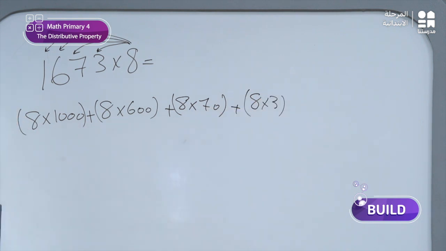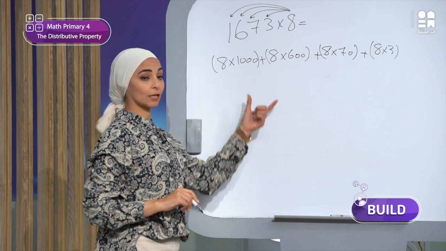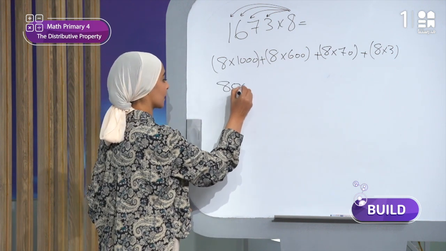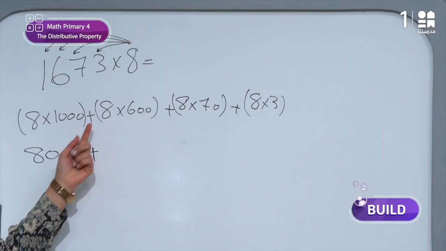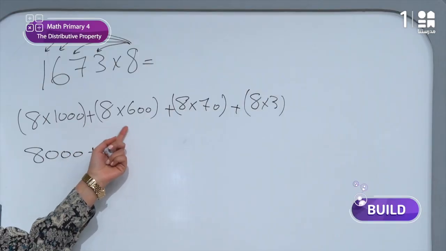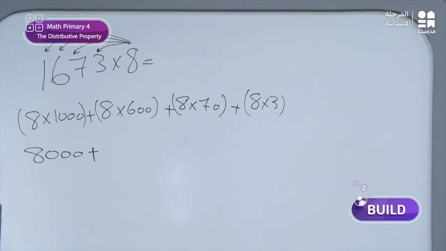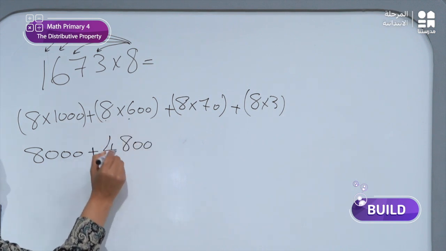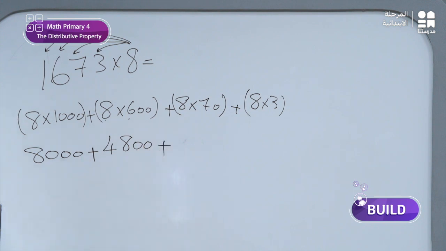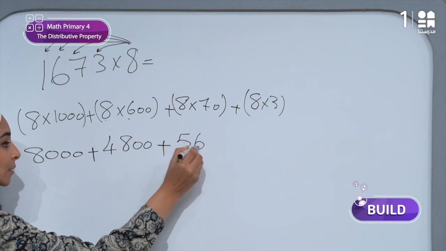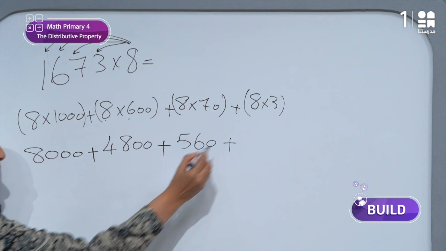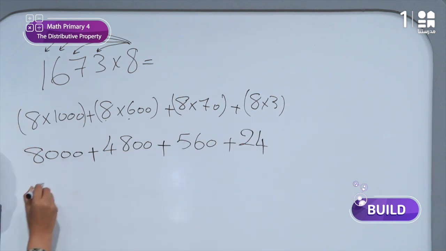Okay? Then what should I do? I will solve each part alone and then add all the numbers. 8 times 1000 equals 8000, of course. Then I will multiply 8 times 600 equals what? 4800. Okay, 6 times 8, 48. Plus 8 times 70. 8 times 70 equals what? 560, right? Plus 8 times 3 equals what? Of course, 24.